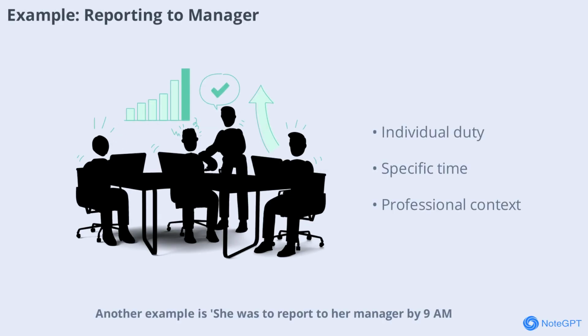Another example is, she was to report to her manager by 9 a.m. This sentence tells us that reporting to the manager was a duty or command given to her. The use of was to emphasizes that this was a specific instruction, not just a suggestion. It's a precise way to talk about past obligations in a professional context.